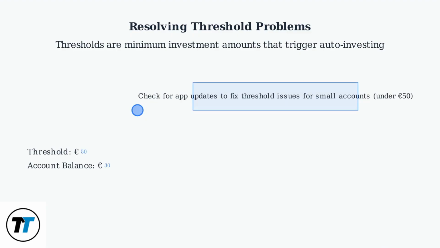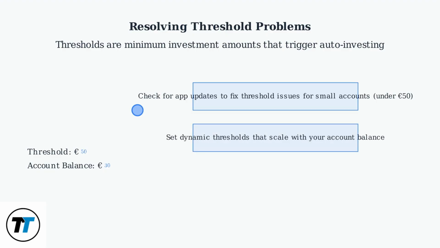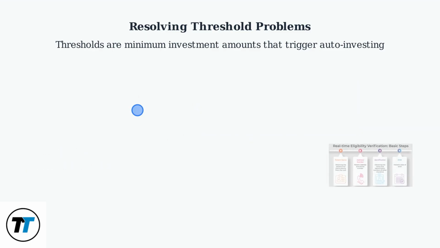Recent patches have fixed threshold issues for small accounts under €50. Consider setting dynamic thresholds that automatically scale with your account balance for better flexibility. Real-time eligibility verification is now in place to prevent stuck funds, ensuring your investments process smoothly.